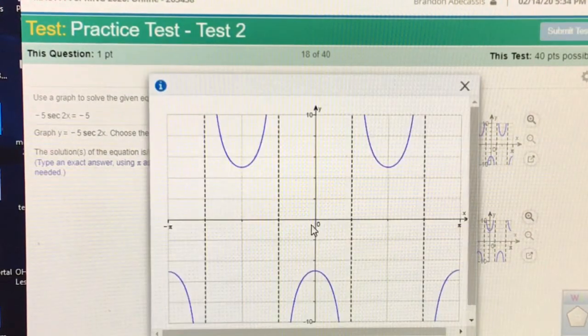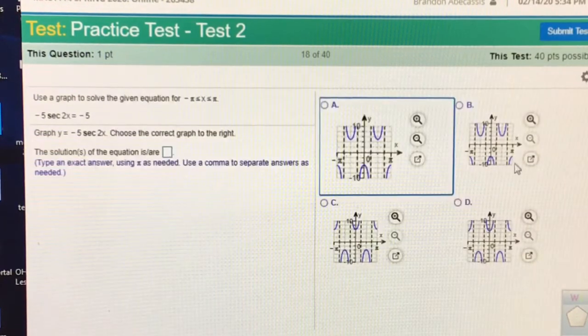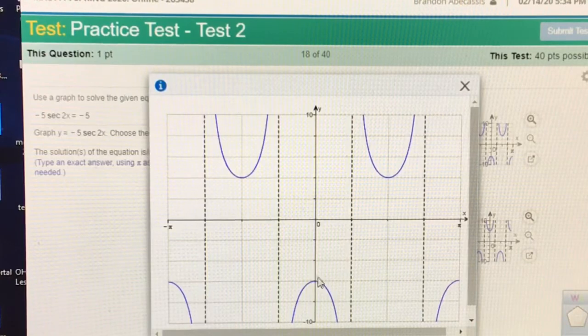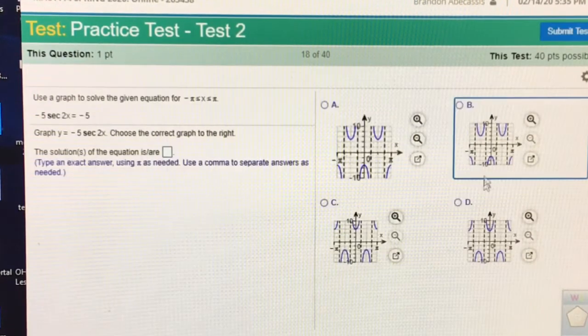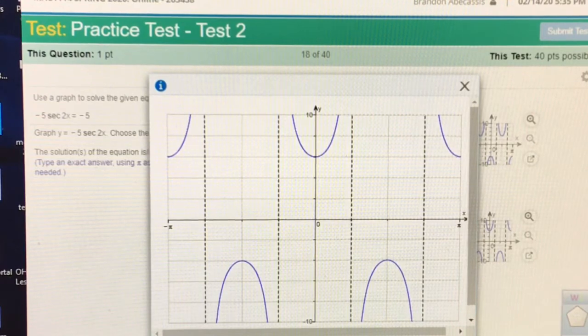So let's take a look at choice A. That's definitely a cosine graph, but it would be negative cosine because it would be starting down here, so it can't be choice A. Choice B. Choice B looks like it's negative cosine, but notice it's not symmetric. It goes up 2, 4, and it goes down 2, 4, 6. No, it can't be choice B. Let's look at choice C. No, that's definitely cosine, but it wouldn't be negative 5 cosine. Negative 5 cosine would start down low.